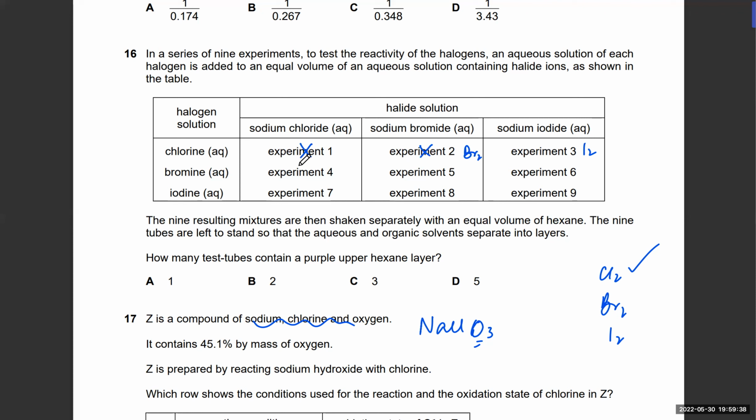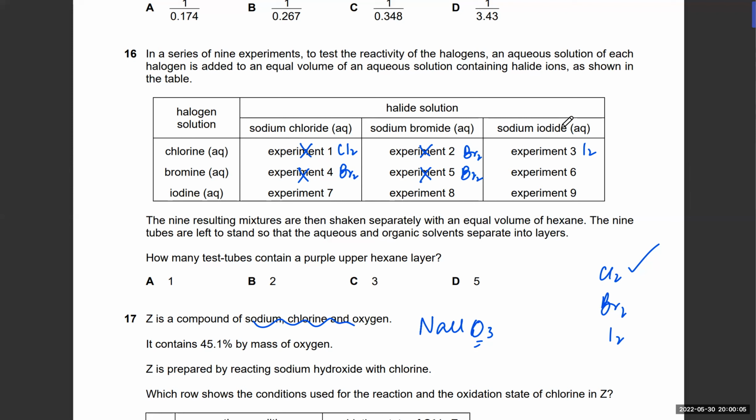Same thing, bromine with NaCl, no reaction, so the bromine will be there, right? The reason I'm writing bromine over here is because bromine will be added to NaCl. Nothing will happen, so the bromine will still be in the solution. Bromine with NaBr, nothing will happen, no reaction, so the bromine would still be in the solution.